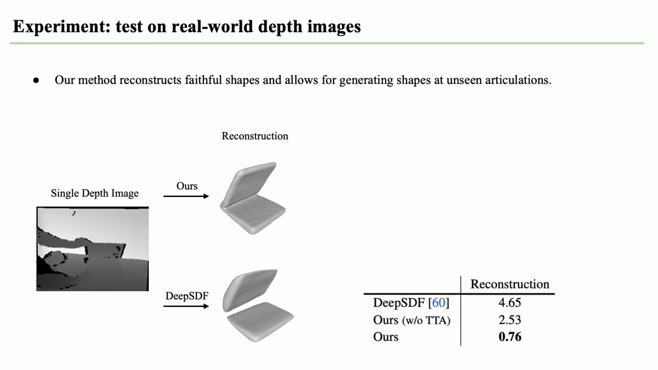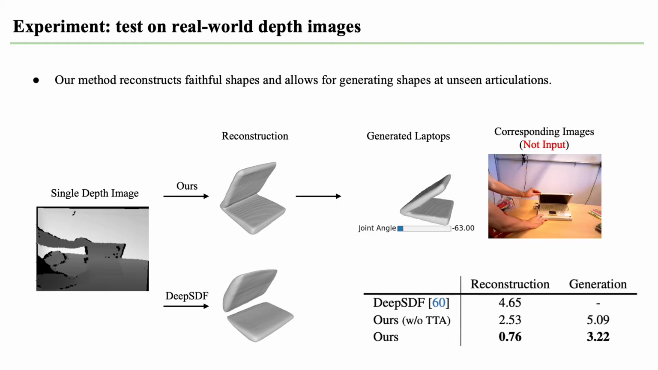We task our model with reconstruction from real-world depth images. Given a single depth image, we project the depth back into 3D with known camera parameters. Then our trained model directly takes this noisy observation as input and outputs 3D shapes. We evaluate the results with chamfer distance, and quantitative results show that our method reconstructs better shapes than the baseline. Note that on top of reconstruction, our method can also generate new shapes with other unseen articulations.